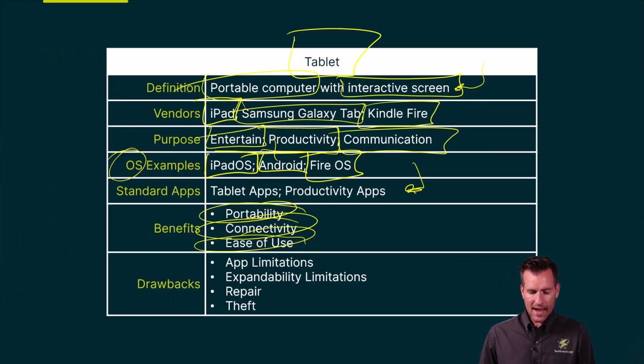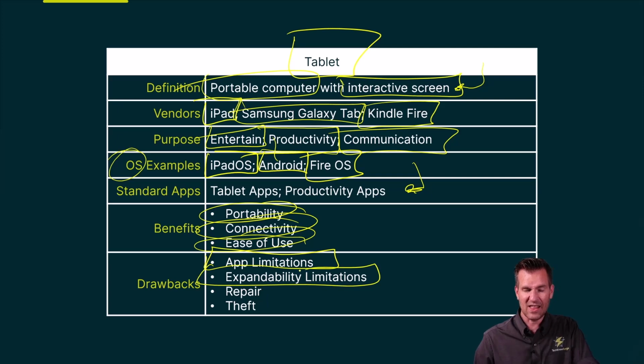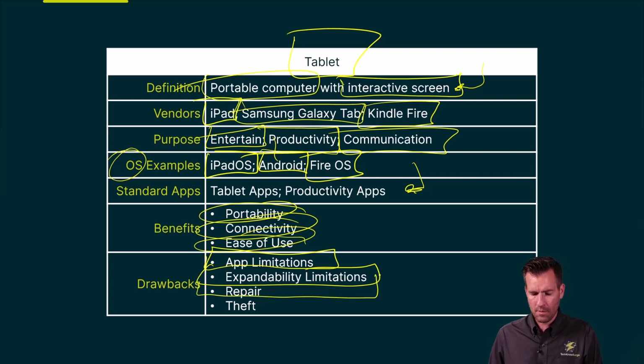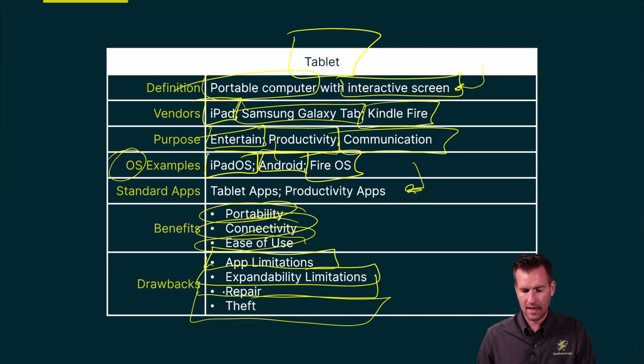And then some drawbacks: there are some limitations to the apps. It's not super powerful from that perspective. There are some expandability limitations. A lot of times when you buy a certain amount of memory, that's what you're stuck with. And they're much more difficult to repair and open up, even more so than a laptop. And of course they can be easily stolen because they're small and can be slipped into a purse or a backpack real easily.